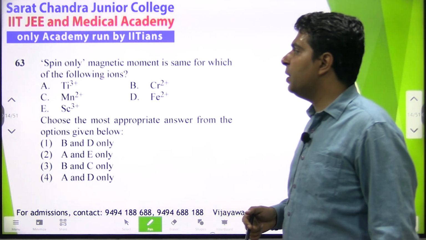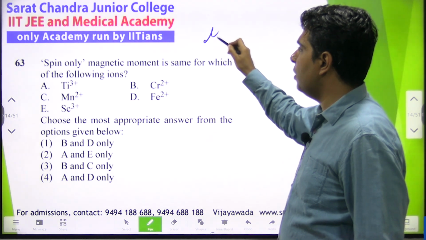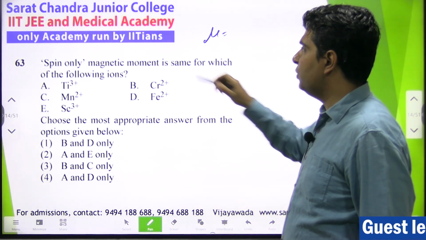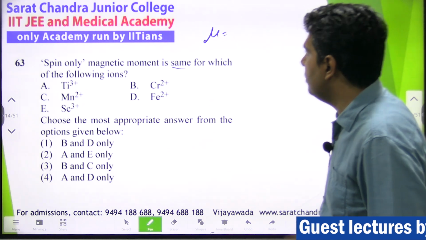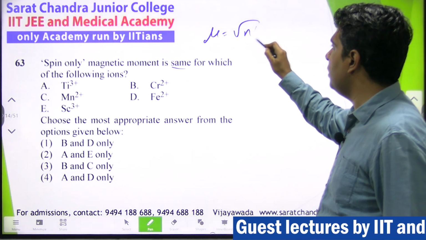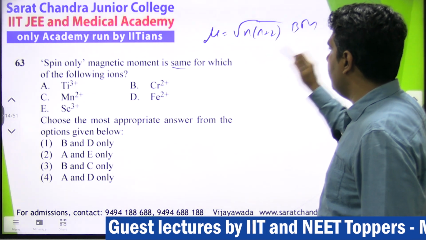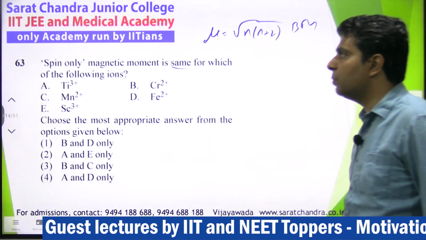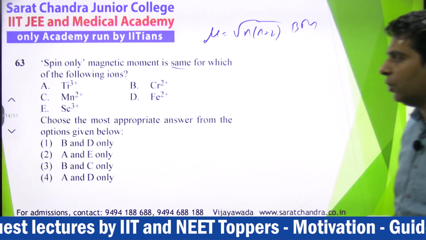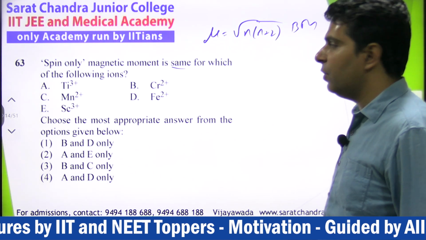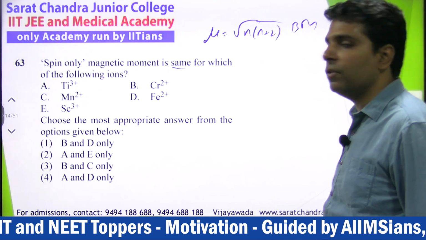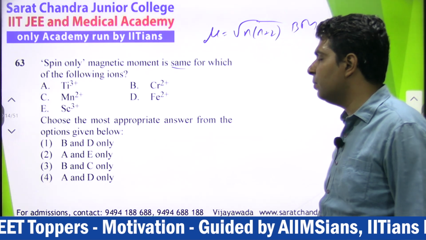Next question, the spin only magnetic moment for which of the following ions is the same? The spin only magnetic moment is given by √(n(n+2)) Bohr magneton. That will depend upon the number of unpaired electrons. So let us calculate the number of unpaired electrons. If the number of unpaired electrons is the same, the spin only magnetic moment will be the same.